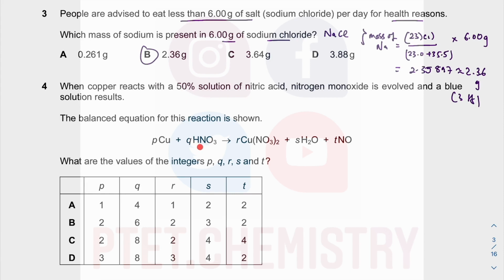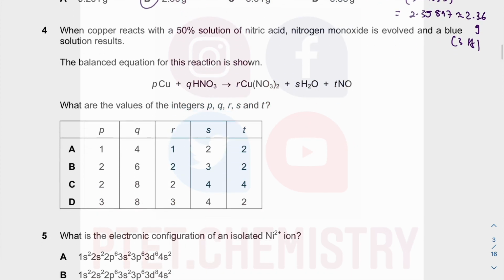Copper does react with concentrated nitric acid to give you this reaction here: copper nitrate, water, as well as nitrogen monoxide. All right. So you can think of this as actually a redox reaction. This is copper metal, which is copper 0. This is called copper 2 nitrate, where each nitrate is NO3 minus. You have 2 of it, so you have copper plus 2, which is copper 2 plus.